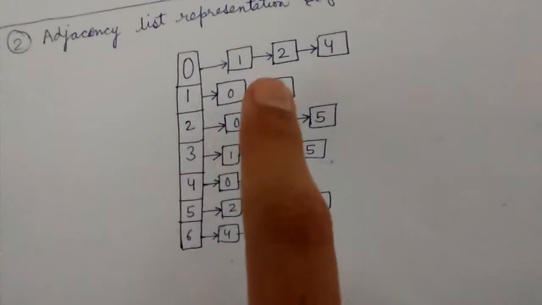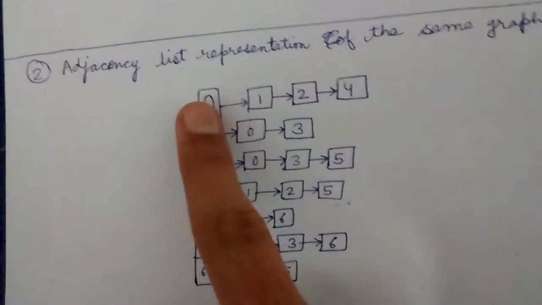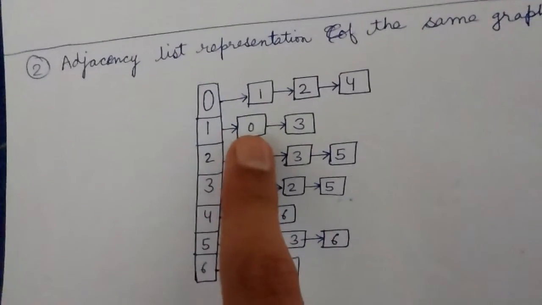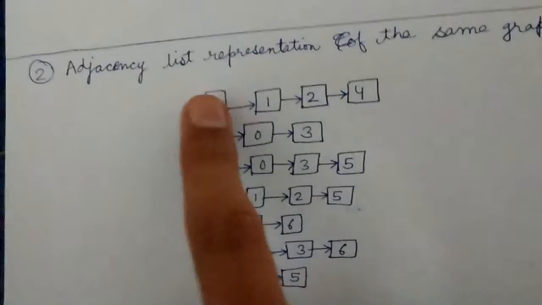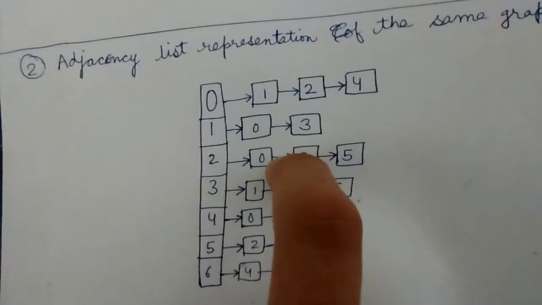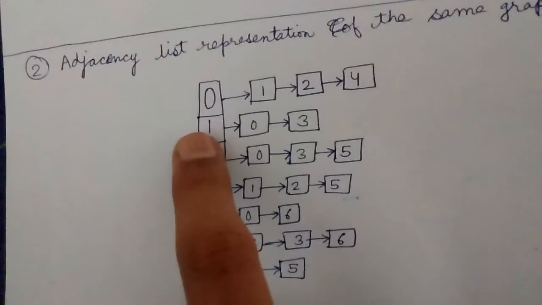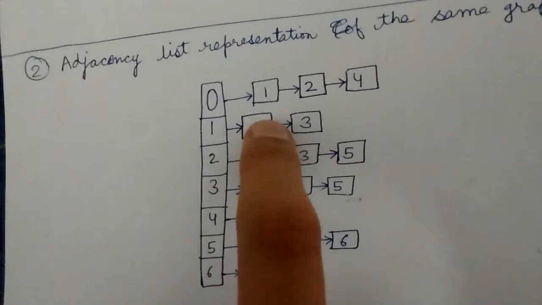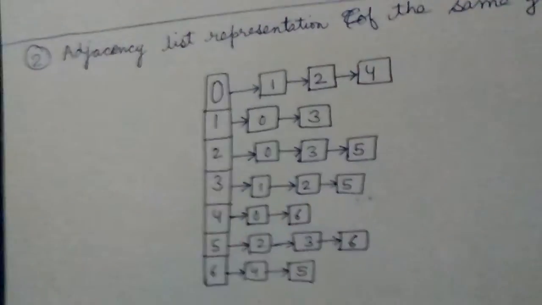So this is again for the same graph, which is a non-directional graph. If there is an edge from 0 to 1, then the edge from 1 to 0 is also there. But if we are considering a directional graph and only the 0 to 1 edge is there, and 1 to 0 is not there, then we need not include this one. We just include 1 in 0's linked list, and we need not include 0 in 1's linked list. So I hope this is quite clear. Thank you, friends.